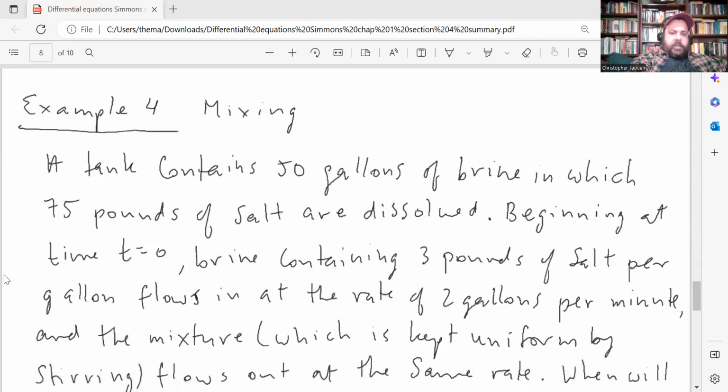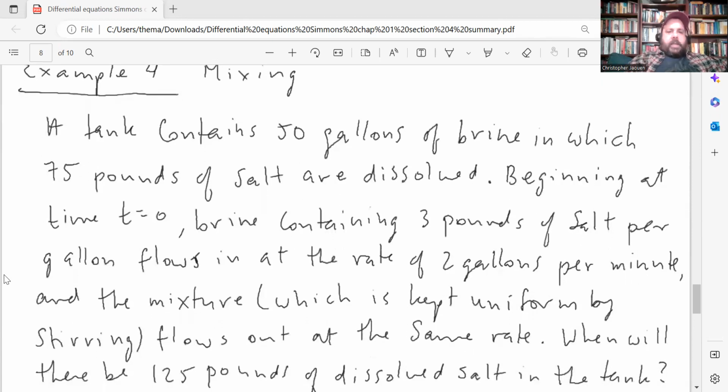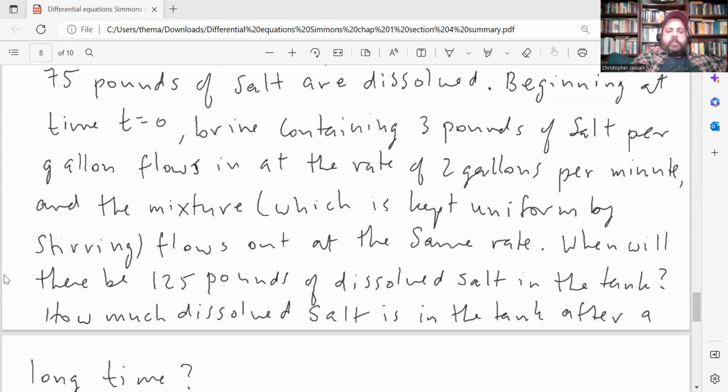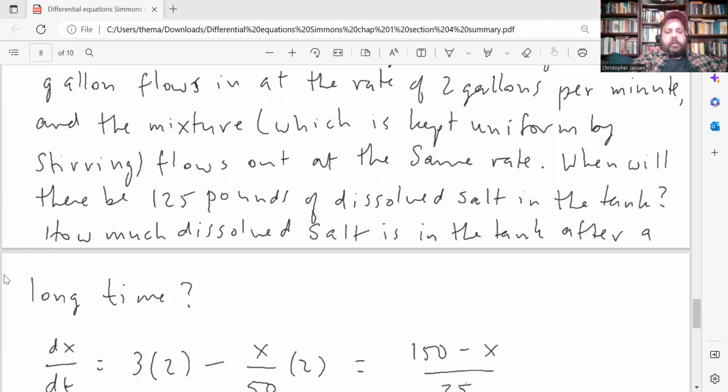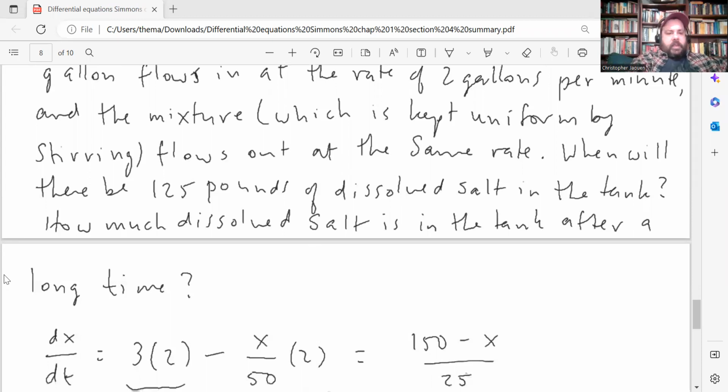Next example is mixing. A tank contains 50 gallons of brine in which 75 pounds of salt are dissolved. Beginning at time t equals 0, brine containing 3 pounds of salt per gallon flows in at a rate of 2 gallons per minute, and the mixture, which is kept uniform by stirring, flows out at the same rate. When will there be 125 pounds of dissolved salt in the tank? And how much dissolved salt is there in the tank after a long time? Meaning as t goes to infinity, so take the limit, in other words.